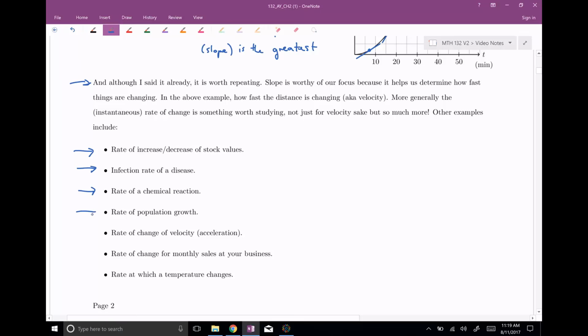Rate of population growth, rate of change of velocity itself. How is something accelerating? Rate of change for monthly sales at your business, rate of change for temperature, the rate at which a temperature changes. So all of these things are very interesting real world situations that we would like to be able to study. And the claim is with calculus, we can, and in particular with the study of derivatives. So that's why we're going to be studying derivatives in this chapter so that we can talk about how quantities are changing. All right, get to it in 2.1.